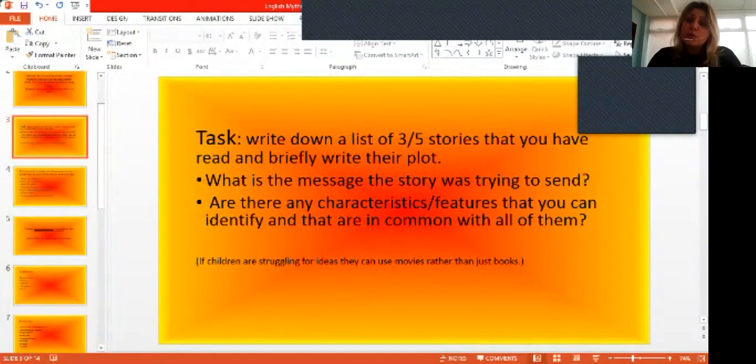Again, you can use a movie if you are struggling to find titles of books, or maybe stories that you've been told, but obviously something famous, because if it's something that your mom invented, I wouldn't be able to recognize it. Sorry about that. And then after that, you need to jot down if there are any particular features in common.